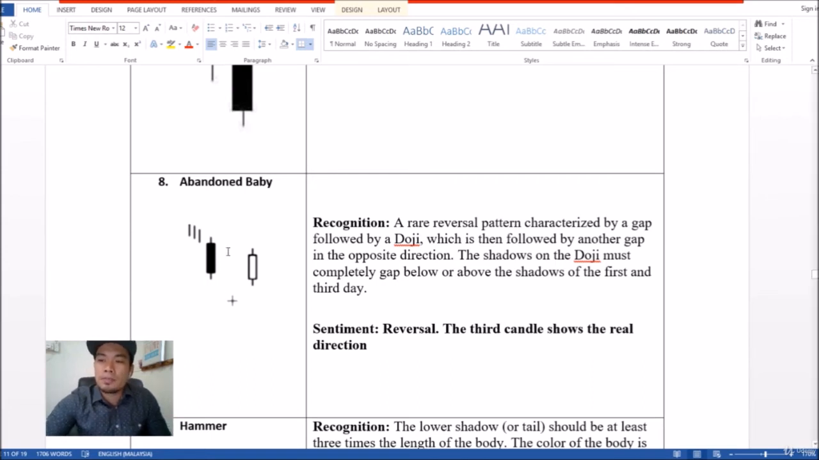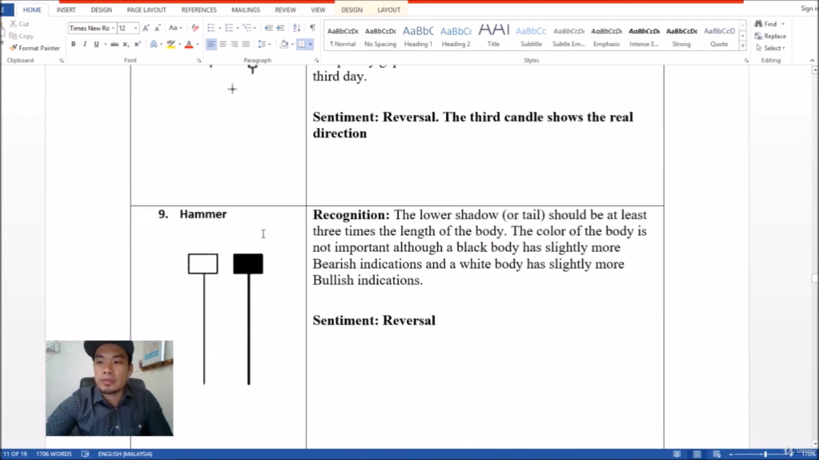For example, in this trend, as you can see, after this black candle occurs, the doji is formed, and next the white candle forms, and hence at this point the market has reversed upward.